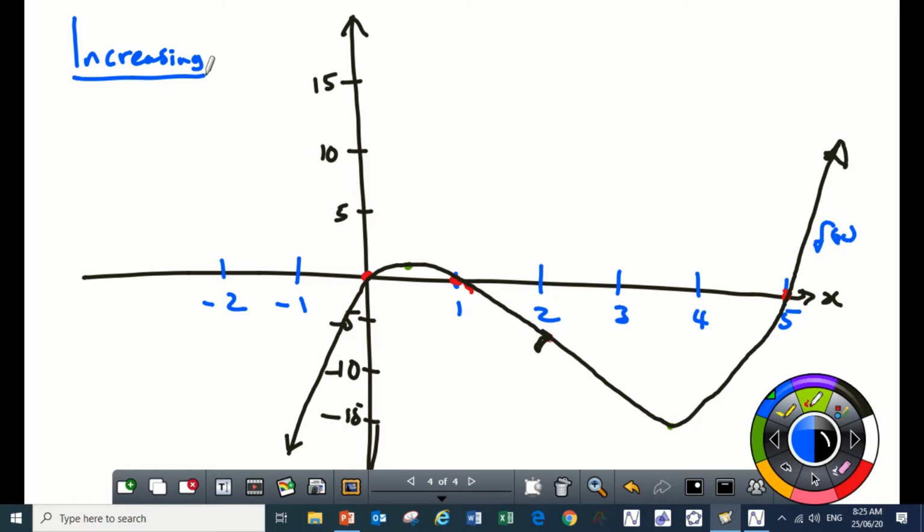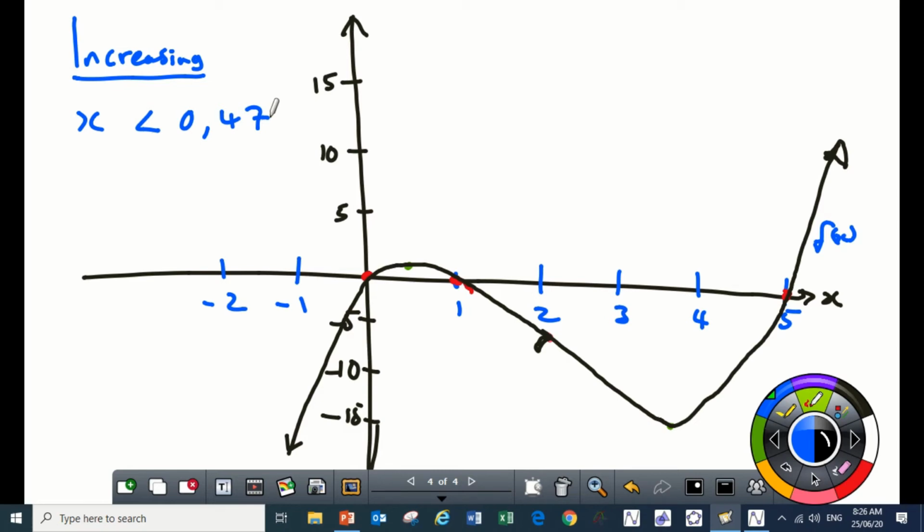Use the turning points or the stationary points. Okay, so we know that the x value here is 0.47. To the left of this point, the graph is an increasing function because the gradient is positive. So one of your solutions is going to be x is less than 0.47. Okay, so we're talking about to the left of the graph. To the left, it is increasing. The x values are those that are less than 0.47.